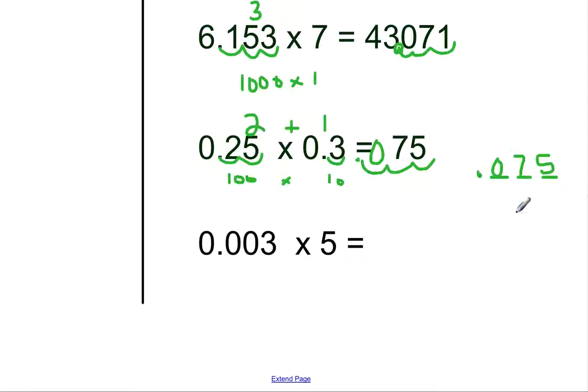Here's one you could probably do mentally. If I took this as a whole number and took off these zeros, this is just 3 times 5, which is 15. Now count in your place values. This would be 1, 2, 3 to make it a whole number, and this is, so I have to move it back in 3. 1, 2, 3. And there it would be. So go ahead and get started on your worksheet.